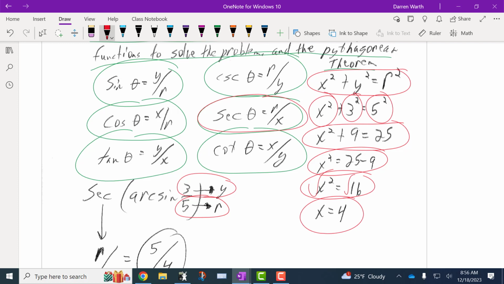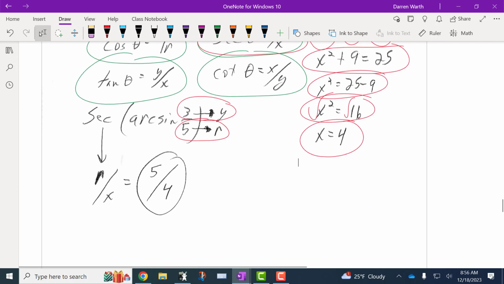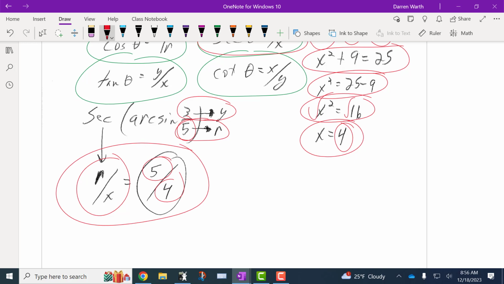So now that I know that x equals 4, I can just go ahead and fill this in, because the secant is going to be r over x. So r is going to be 5, x is going to be 4. Here's my r, 5. Here's my x, 4. So your answer is going to be 5/4.